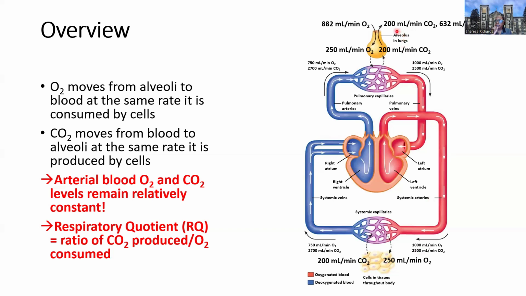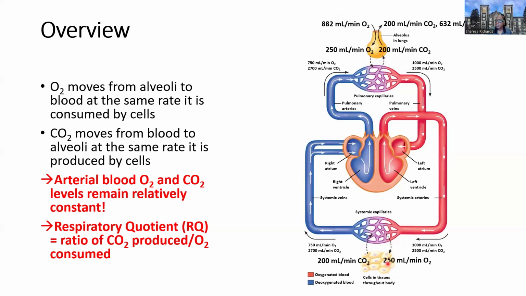So if we look at the alveolus up here, we have about 882 milliliters per minute of oxygen moving into the respiratory tract. At the level of the pulmonary capillaries, about 250 milliliters per minute moves across the alveolus into the blood at the pulmonary capillary. And that matches the same rate of movement that's happening at tissue level. So the rate of oxygen movement across the pulmonary capillaries is the exact same as that movement at the level of the cells or the tissue capillaries.